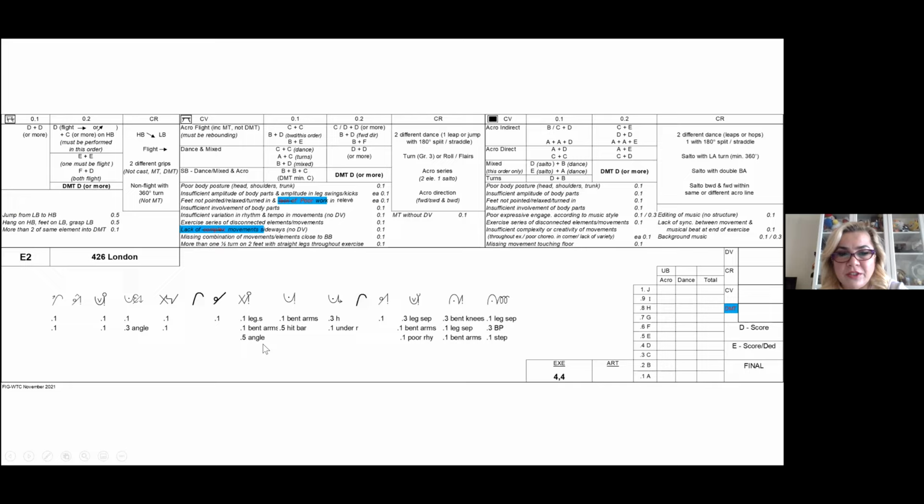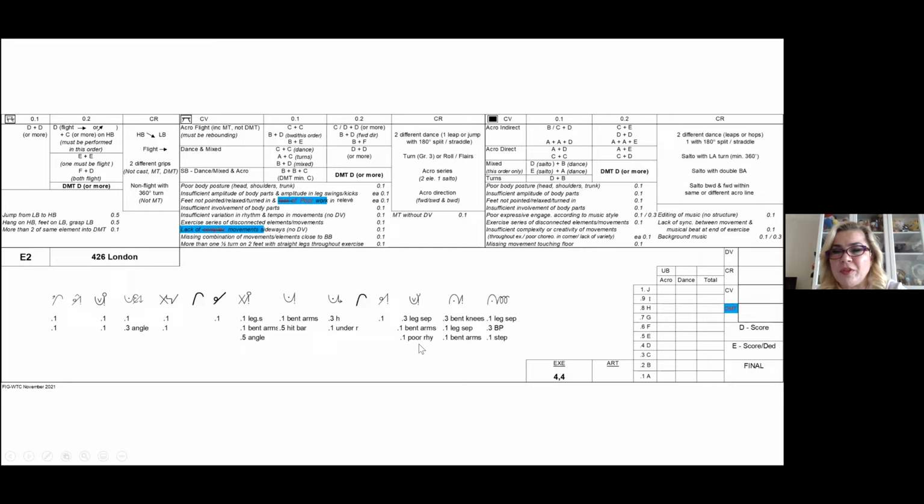And we have again on the joint 0.1 for bent arms and 0.5 for hitting the bar, as you could see during the routine. For Tkatchev, we have 0.3 for the height and 0.1 for under rotation. And again, for the pike salto circle to half turn, we have 0.3 for leg separation on the handstand position, 0.1 for bent arms, and 0.1 for poor rhythm in elements.